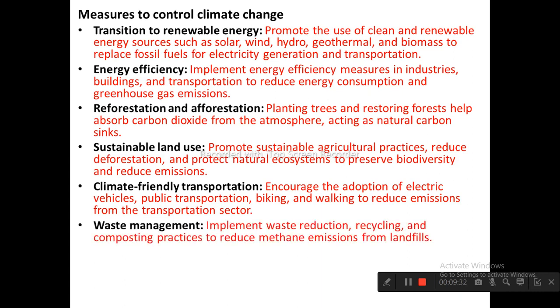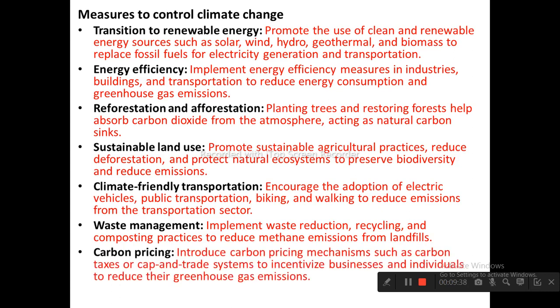Next one is waste management. Implement waste reduction, recycling, and composting practices to reduce methane emission from landfills. Carbon pricing. Introduce carbon pricing mechanisms such as carbon taxes and cap and trade system to incentivize business and individuals to reduce their greenhouse gas emissions.